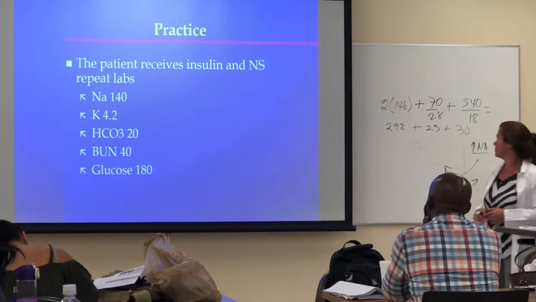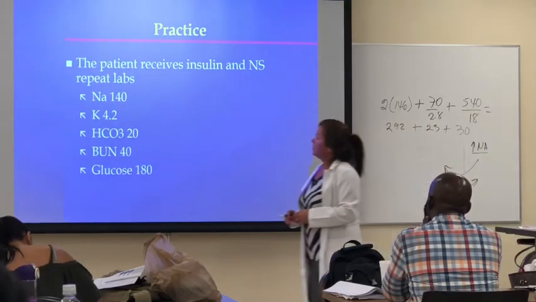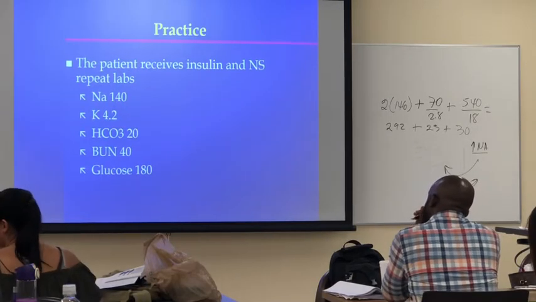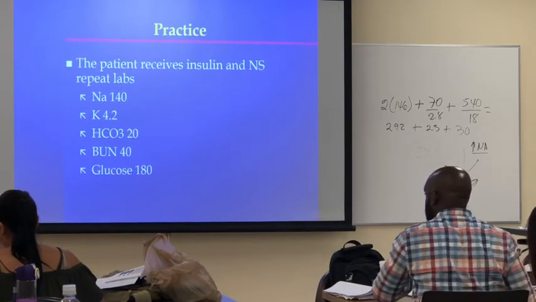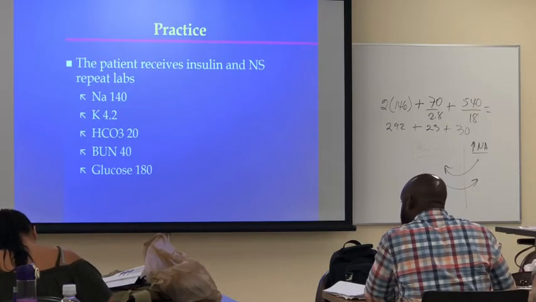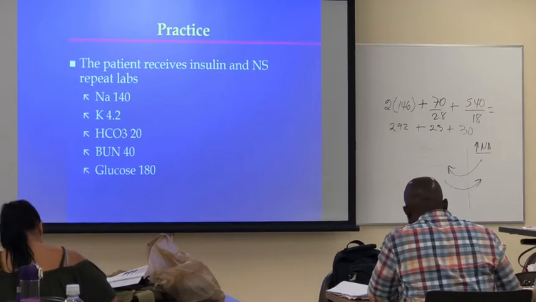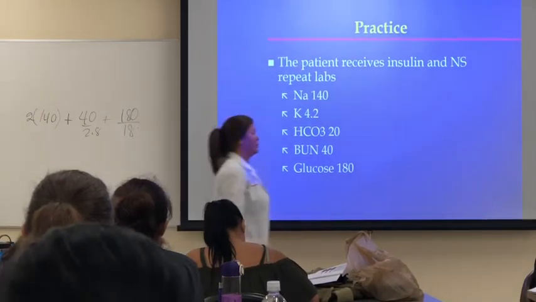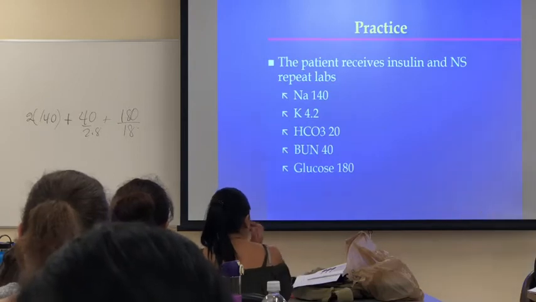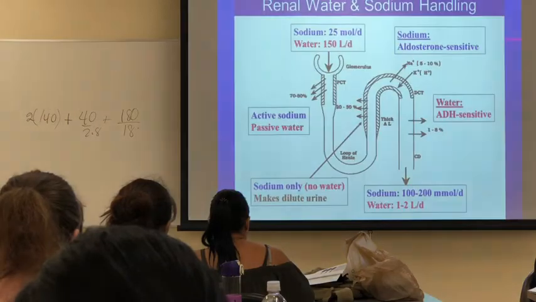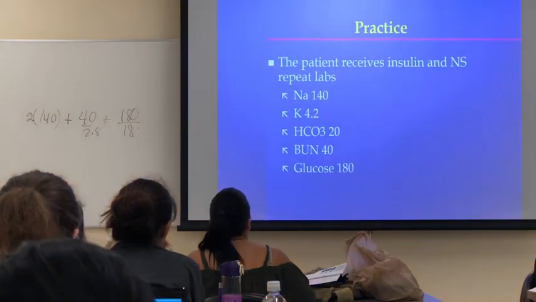Another practice. Let me see if this one works better. 2 times 140 plus BUN 40 divided by 2.8 plus glucose 180 divided by 18. I'm sure the number is not there, but I'll calculate it anyway. Remember, multiplication and division first, then addition, otherwise you get a different number. So let's do it.